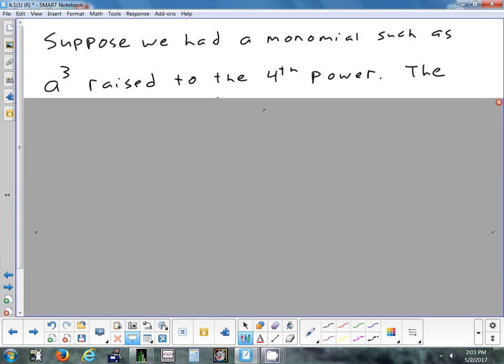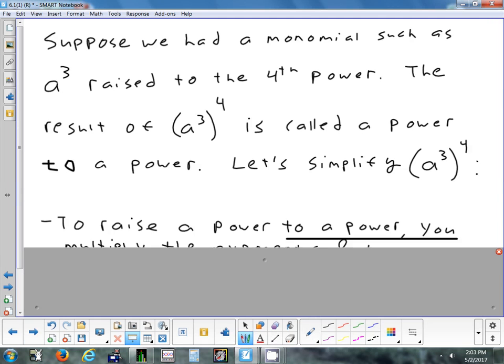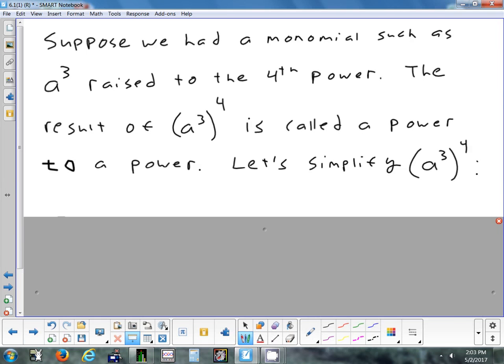All right, next rule. This is the rule when we have something like this. We have a power, like a to the third power, but then we have another power. So this is when you have a power raised to another power. Okay? Any question on what that is? It's a power raised to another power. What's that? We're going to write the rule in a second. I'll show you what it is in a second. So, I want to simplify a cubed to the fourth.